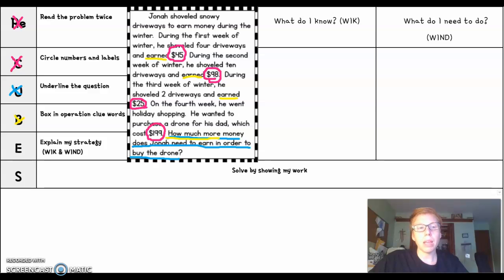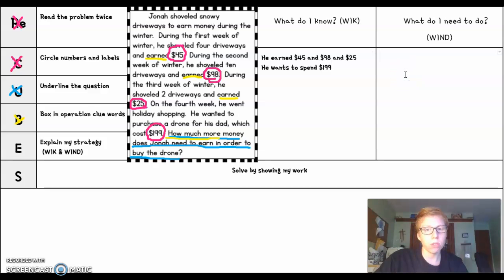Okay, now I need to explain my strategy. Now this is called wick and wind. Remember, what do I know? That's the wick. Well, I know Jonah, I'm going to write down he earned $45 and $98 and $25. Okay. What else do I know? Jonah, or he, wants to spend $199.